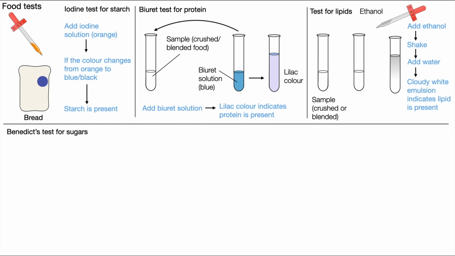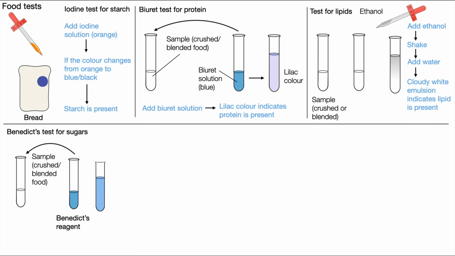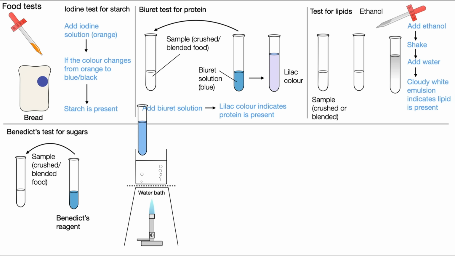The next test is the Benedict's test for sugars. Here is a sample, again crushed or blended. Here is our Benedict's reagent, a very similar colour to our biuret solution. We add that to our sample. We then have a slightly different procedure. We have to heat this in a water bath. So we heat it in a water bath for a few minutes and we see a color change.